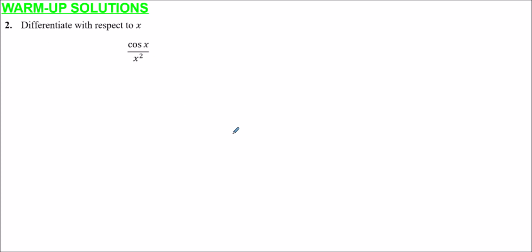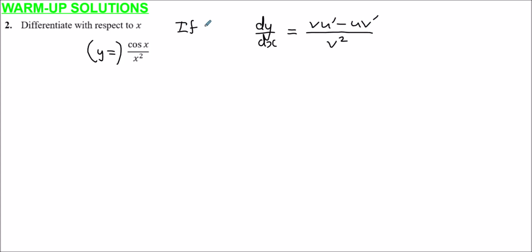Worked example 2, differentiate with respect to x, cosine x over x squared. So this is a quotient. Again, if I let y equal this one here, then we can define this using the quotient rule, which I'll just remind you of here. The quotient rule says if you have a function y, then the derivative of y with respect to x is v u dashed minus u v dashed all over v squared. And that is if y is a function u over v.